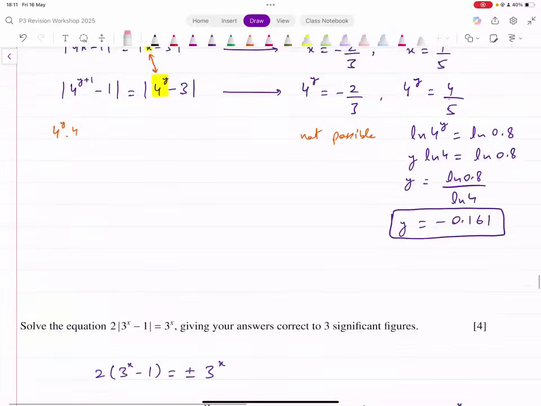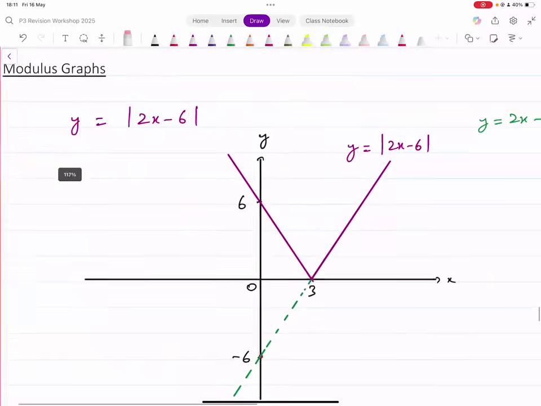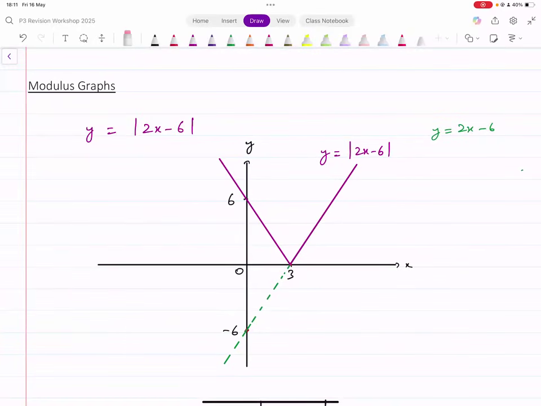Then you have modulus graphs. Finally, you have to sketch modulus graphs as well. How do they look?